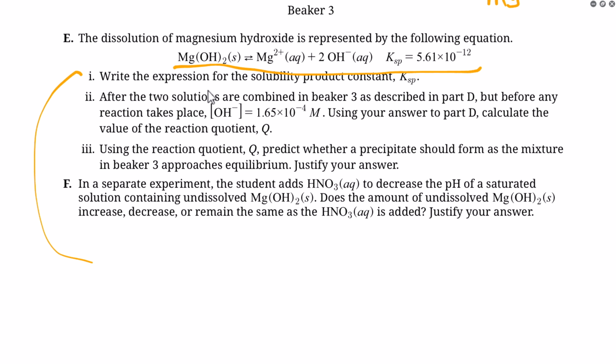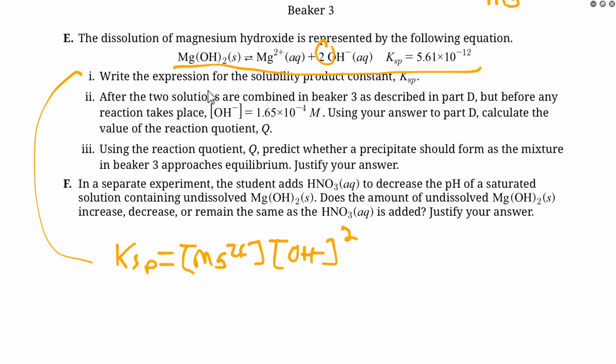So part I here, Ksp is equal to, remember, anytime we do equilibrium, it's products over reactants and coefficients become exponents. So it's going to be Mg2+ times OH minus, and then we are going to square that because of that coefficient there.